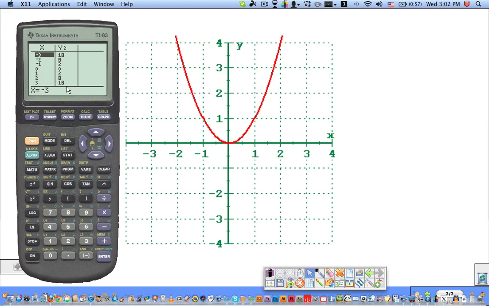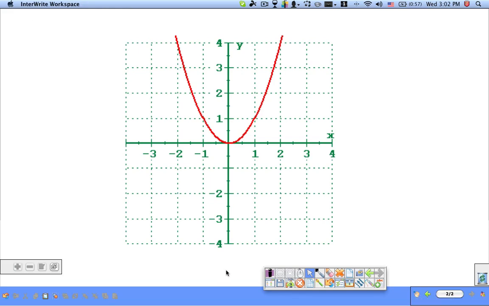Negative 1, 2, and 1, 2, 0, 0. Here we go. Negative 1, 2, 0, 0 is the vertex for mine, and 1, 2. And draw a nice curve.